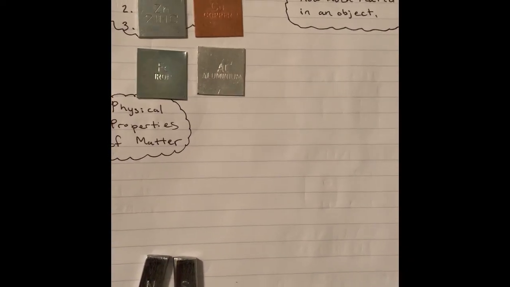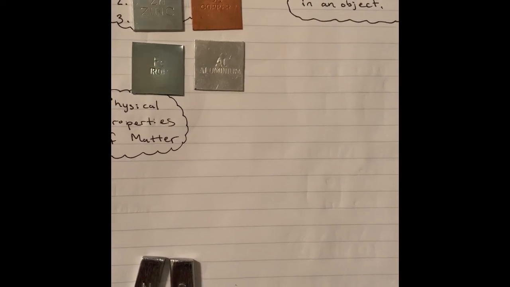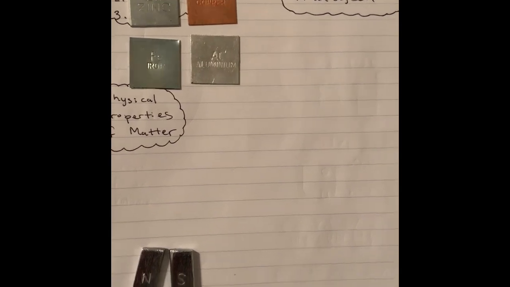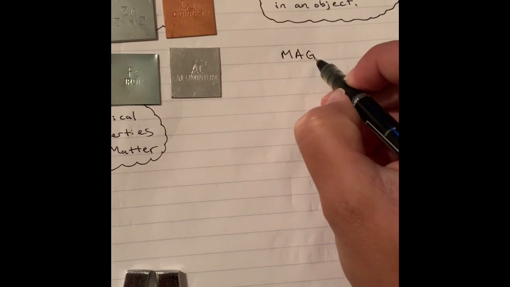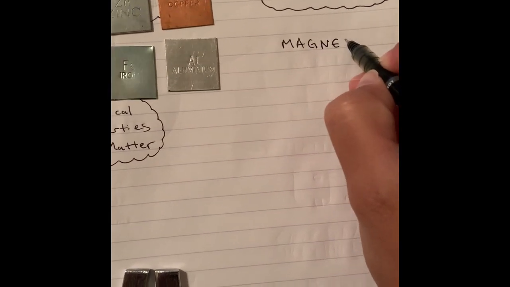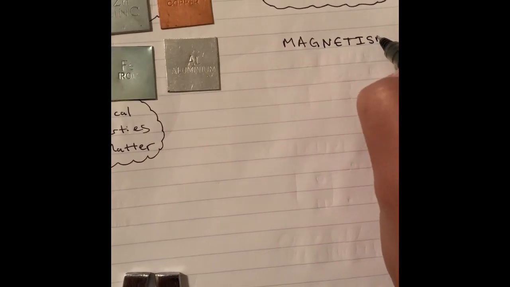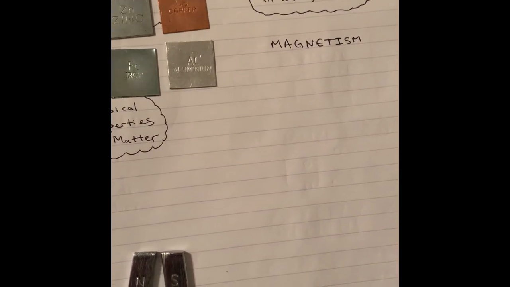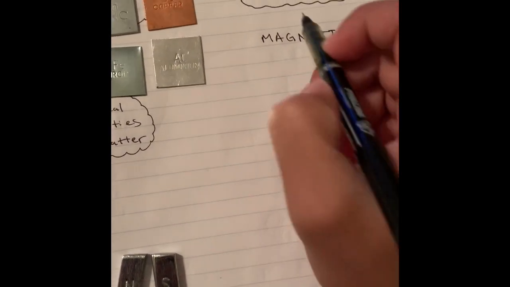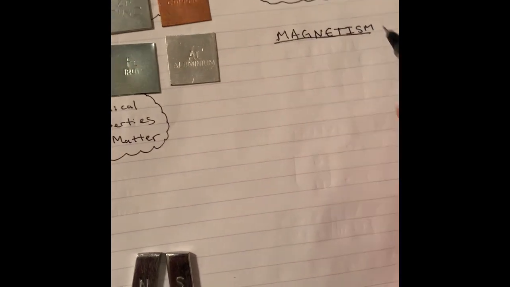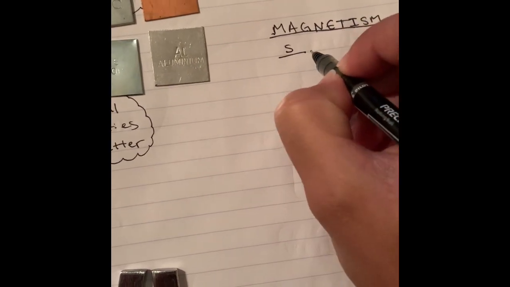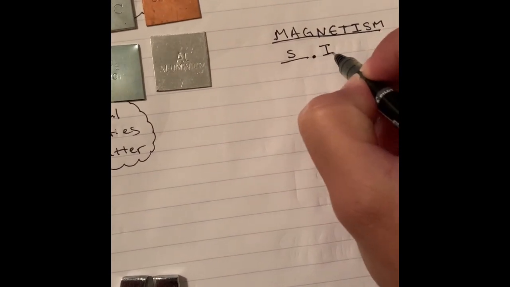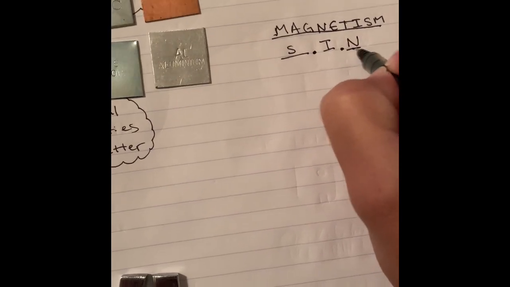The next physical property we're going to be classifying by is magnetism. Now, magnetism classifies things into 2 groups. It can either be magnetic or it cannot be magnetic. Now, there are only 4 types of magnetic metals. So that means that not all metals are magnetic.